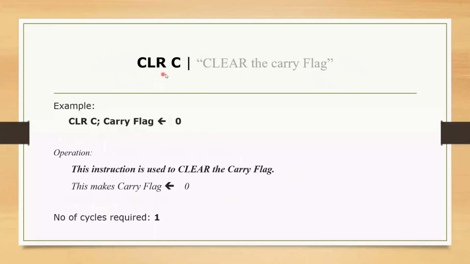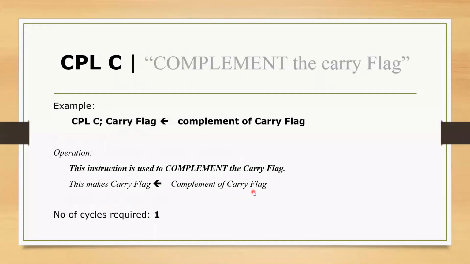Next is CLR C, which clears the carry flag. It gives the value 0 to the carry flag. This instruction is used to clear the carry flag, making it 0. The number of cycles required is 1.